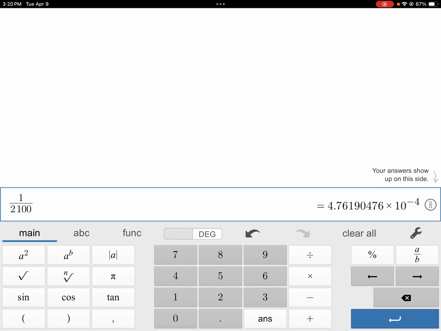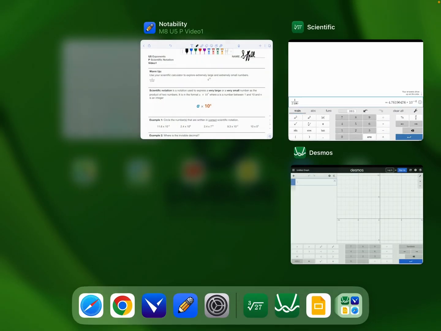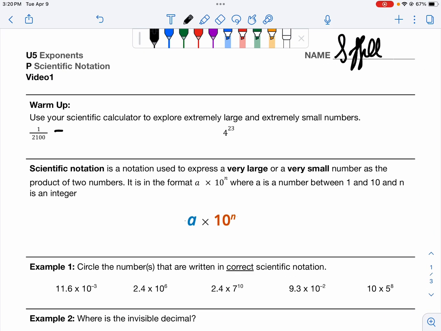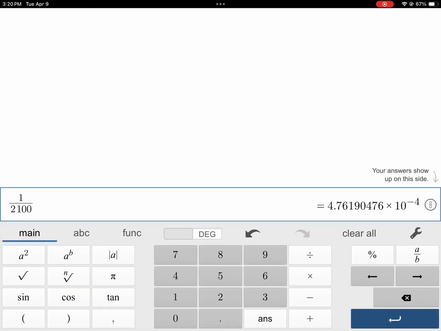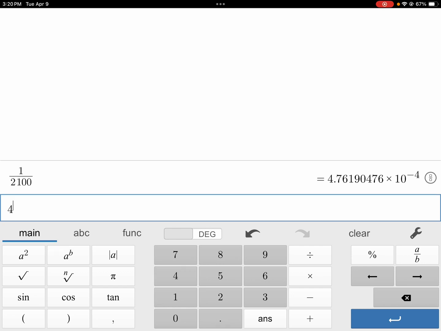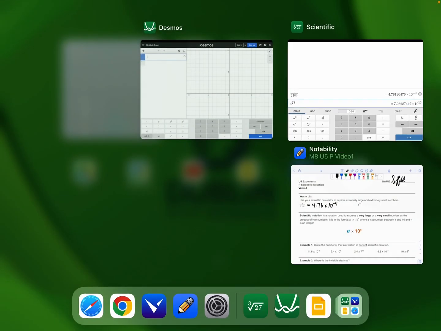So the other one, we're going to go ahead and flip back. So that equals 4.76 times 10 to the negative fourth power. And then we're going to look at 4 to the 23rd power, which is going to give us a very large number. So 4 to the 23rd power gives us 7.04 times 10 to the 13th.